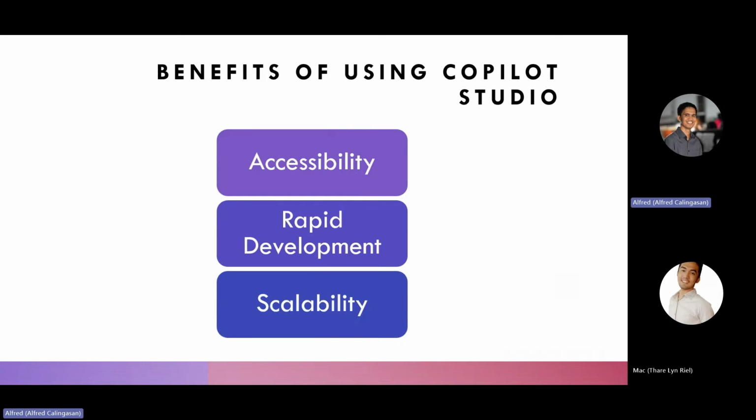Then, what are the benefits of using Copilot Studio? The benefits are accessibility, rapid development, and scalability. For accessibility, Copilot Studio's low-code approach makes it easy to use even for those without extensive coding experience. So that's accessibility, because it's a low-code development platform. Even a citizen developer can create their own Copilot as long as they have knowledge of how AI or generative AI works.